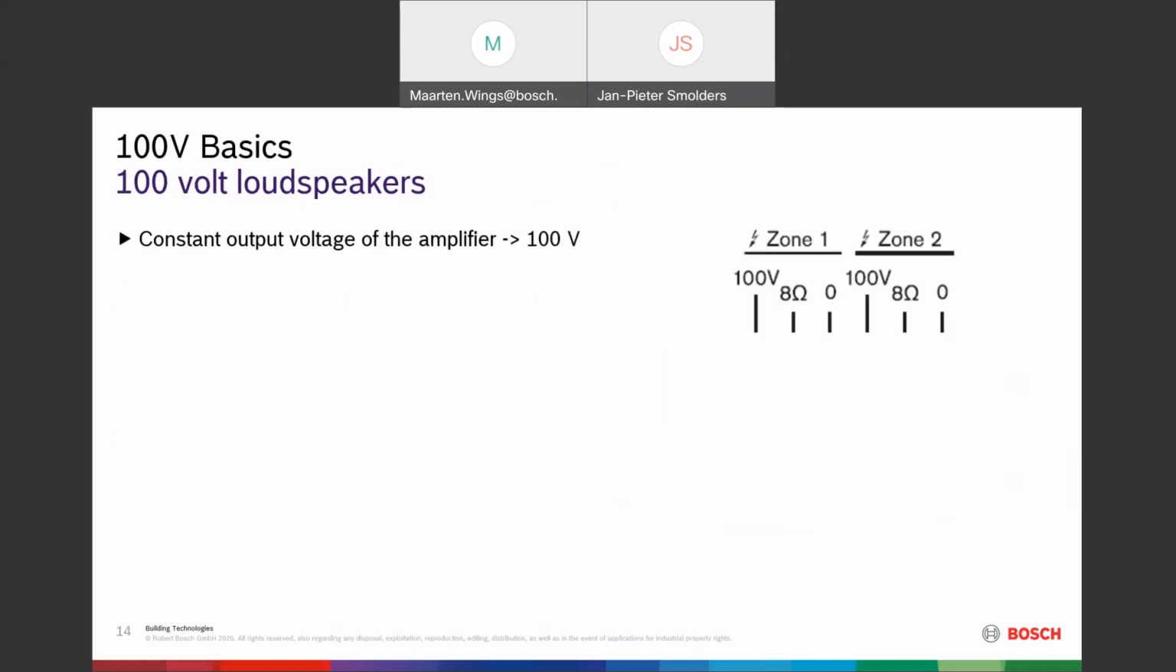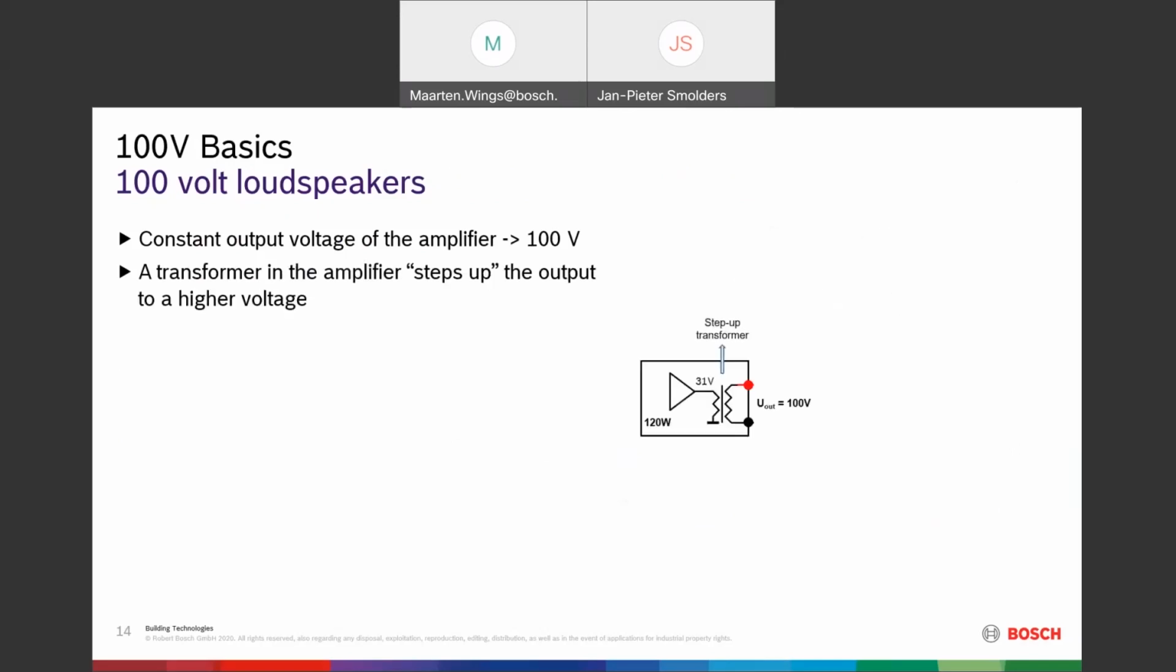So what can we do? We have another option here, and that is a constant output voltage of the amplifier. Amplifiers that deliver 100 volt systems means that the output of the amplifier is always 100 volt, regardless of the total power it can deliver. It always delivers 100 volt at the output.